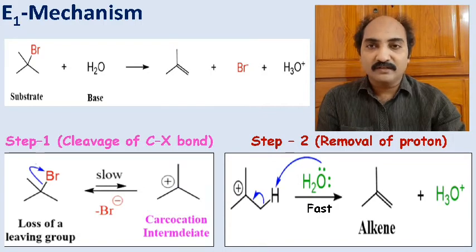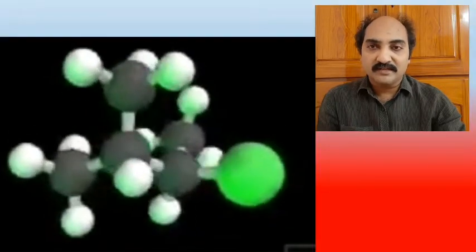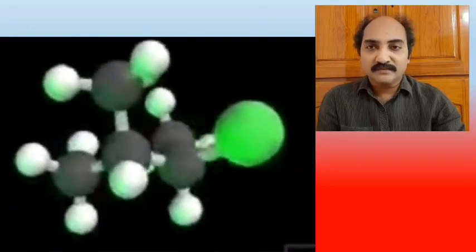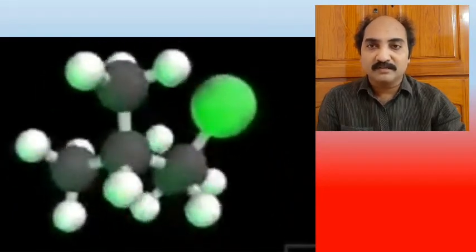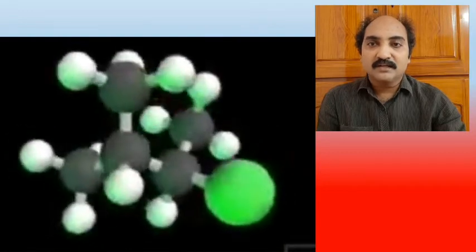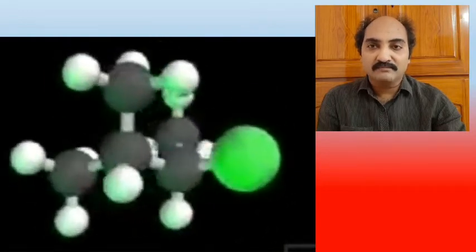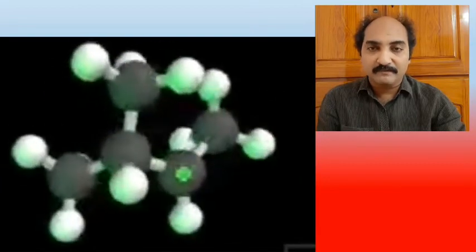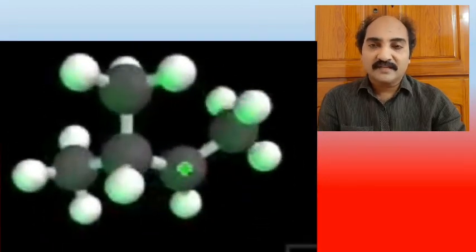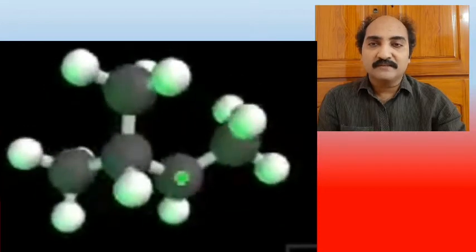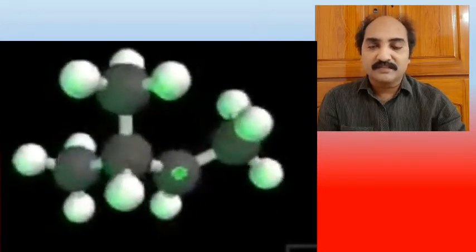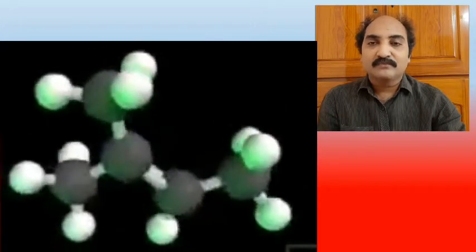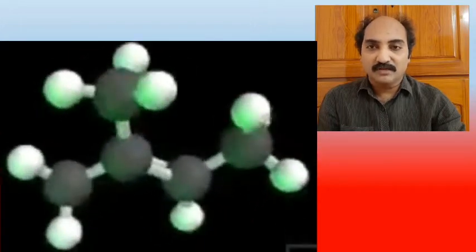Okay, so in this way, the elimination unimolecular reaction mechanism contains two steps altogether. The first step is the slowest step or rate determining step, nothing but cleavage of carbon halogen bond in a heterolytic manner, giving a carbocation intermediate. And the second step is fast deprotonation step to give the desired alkene. Let us focus on the E1 mechanism with a few examples on the board now.